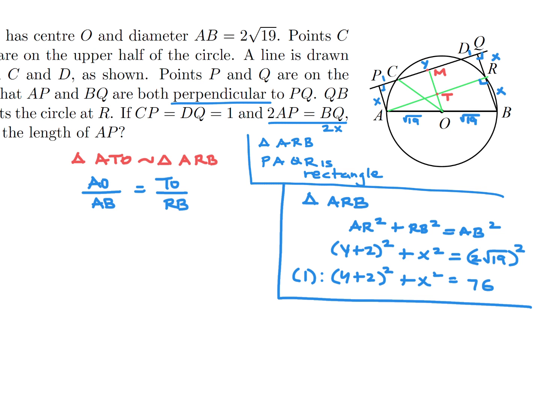So that basically means that AO over AB is equal to TO over RB. So now let's fill in what we have. AO is root 19. AB is 2 root 19. TO, that's what we don't have. And RB is just x. So that means that this would be x over 2. So let me just put that in there. That'll be x over 2. Squeeze that in there. Okay. And then, what else?